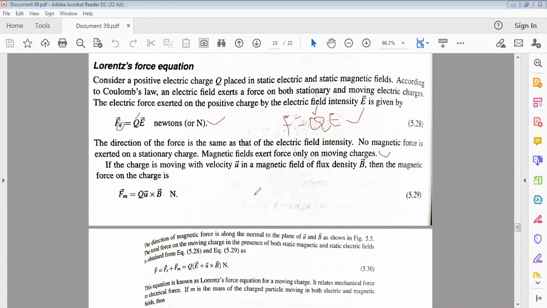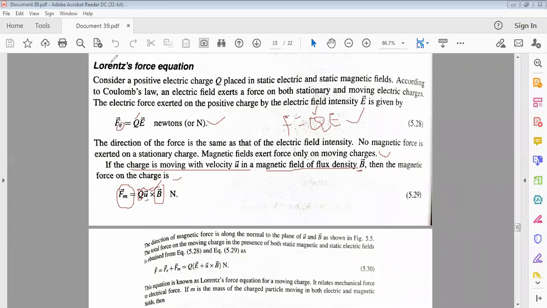Now the charge is moving. In the previous case, the charge Q is stationary, but in this case, the charge is moving with velocity u in the presence of a magnetic flux density B. Then the electromagnetic force on the charge, the magnetic force, is the moving charge Q with velocity u in magnetic flux density B. The force is always perpendicular, that's why Fm equals Q u cross B.